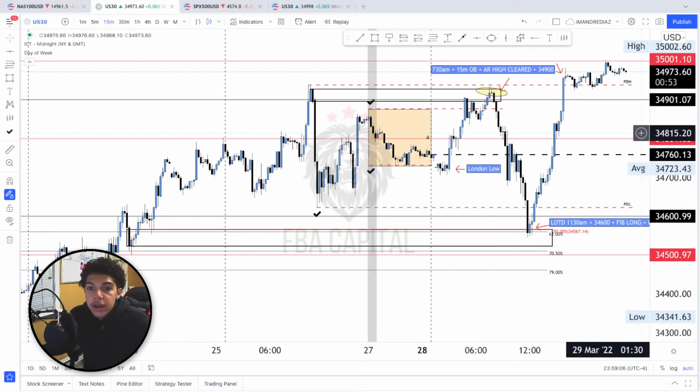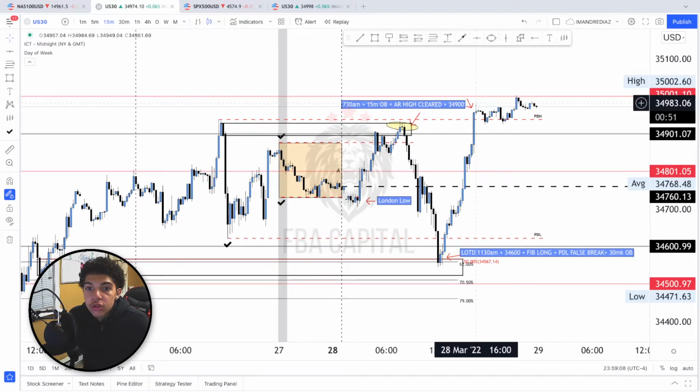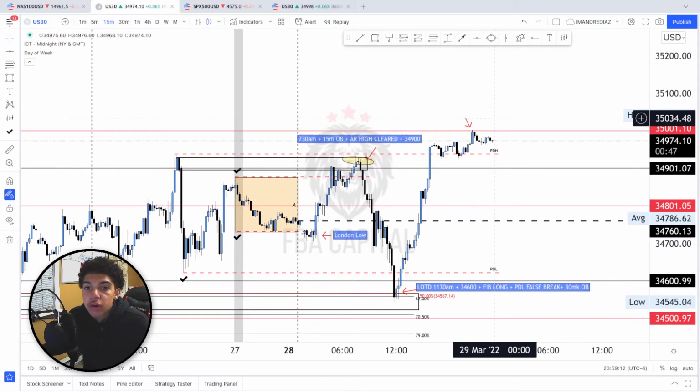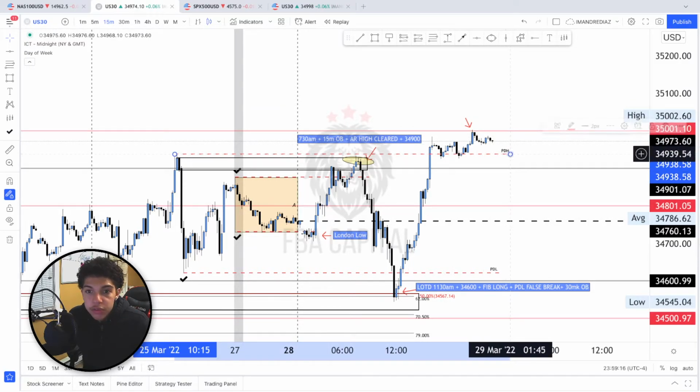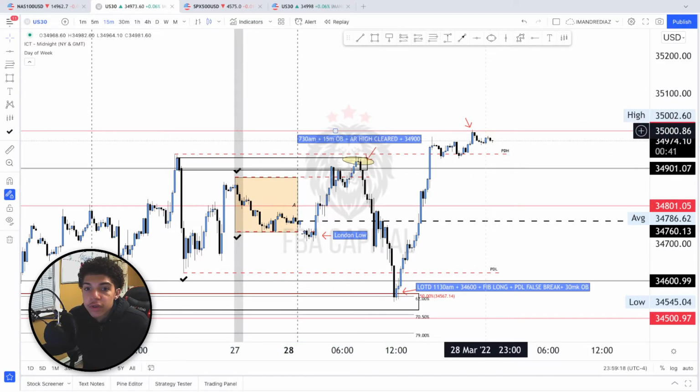And now that we have that, we're going to go to the last area I want you to pay attention to. It's actually right over here. So this is where we came above, cleared the previous day's high, traded into 35,000, making the high of the day at 21:30, which is about 9:30. So we're going to annotate that.